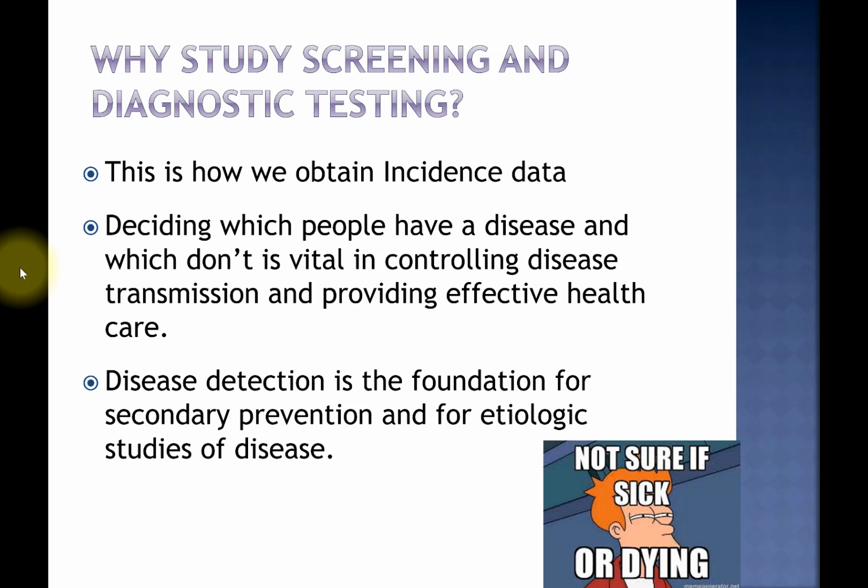In the previous lecture, we discussed the importance of early screening and how it helps us obtain incidence data by identifying new cases of disease. Deciding who has the disease and who doesn't is not an easy or foolproof task. There are several screening and diagnostic tests, some very expensive, others invasive, and others quick but not as accurate. To make matters even more complex, there are huge differences among individuals, and test results can be affected greatly by those individual differences. Disease detection is the foundation for secondary prevention.